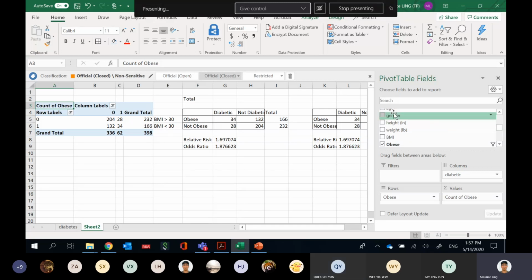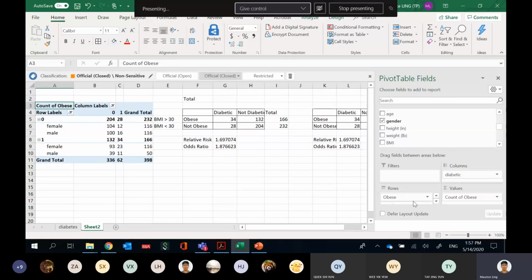Then what you do is you grab the gender and put it above the row of your obesity, obese. So it cannot be below, below you end up with something like this. Okay, you have to put it above the obese. So it is by gender, then by obese 1 or 0.